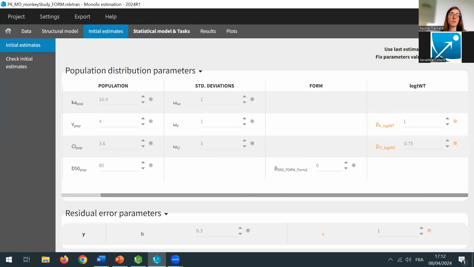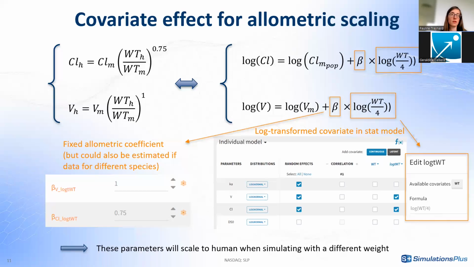As I have mentioned, weight is the same for all the subjects, so no covariate effect can be estimated, but instead I have fixed the corresponding betas to 1 for V and 0.75 for CL. And this way, the parameters CL and V follow the usual allometric scaling formula. And when I export the Monolix project to Simulix, it will be possible to simulate easily a human population by setting a weight distribution around 70 kilograms, for example.